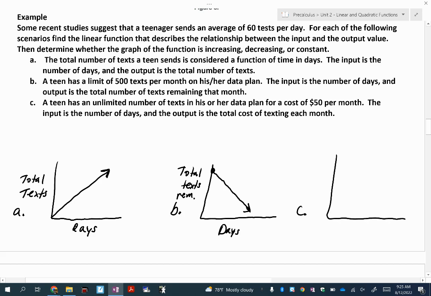All right, C, the last one. A teen has an unlimited number of texts for his or her data plan that always costs $50 a month. So the input is the number of days again, and the output is the total cost. It doesn't matter if she or he sends 5 texts or 5,000. It's always going to be that same cost. So this one would have no slope and be that constant $50 per month.